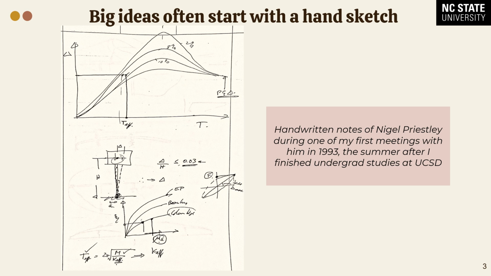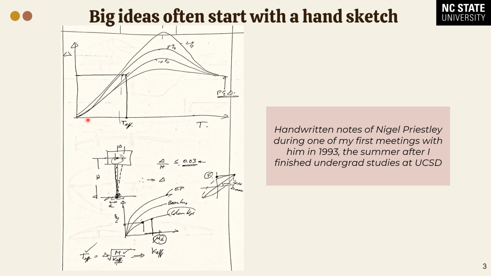So now, in terms of a bit of history, I really think it's helpful to think about where these things come from. And I had the opportunity when I was a graduate student to work with Nigel Priestley, and these are some of the handwritten notes from one of our early meetings in 1993. And you can see in this handwritten sketch really the entire process. And it's really, I think, quite neat to look at this.